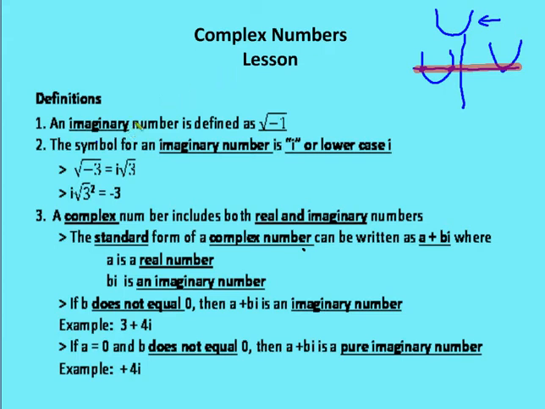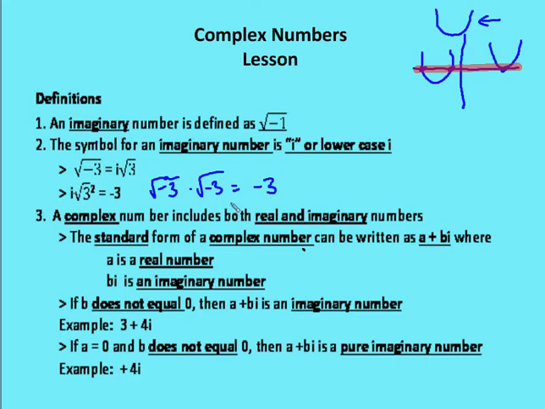The symbol for an imaginary number is going to be i, or a lowercase i. So when we say the square root of -3, we can rewrite that as i times the square root of 3. If I had the number i root 3 squared, that would be the same as the square root of -3 times the square root of -3, which is equal to just -3.